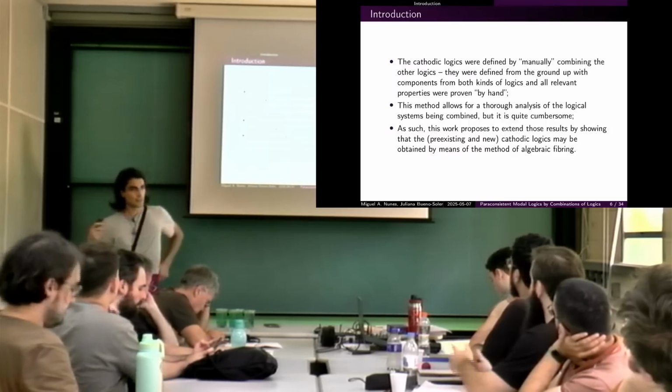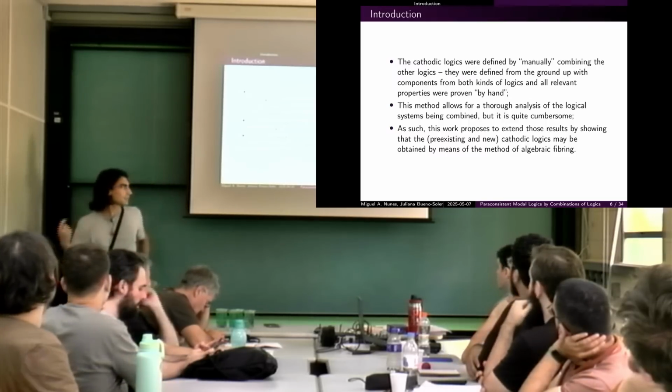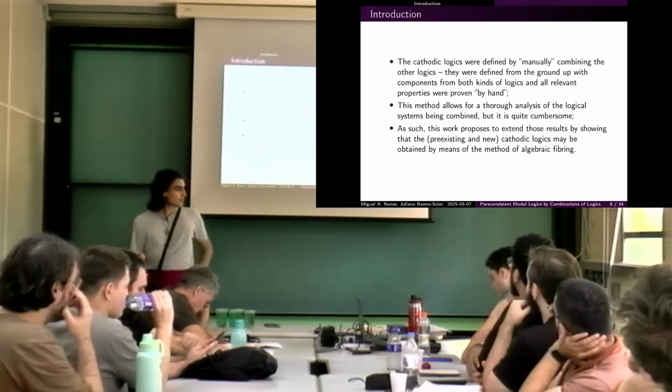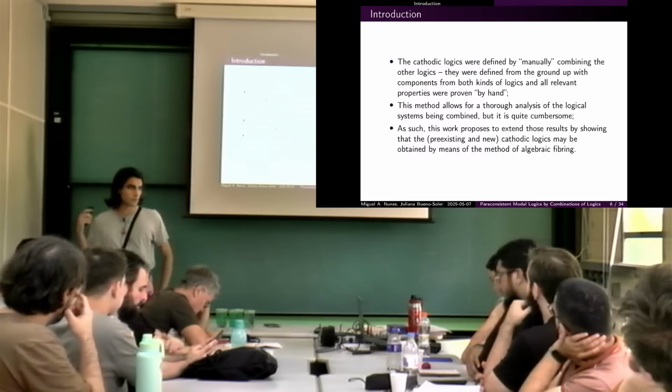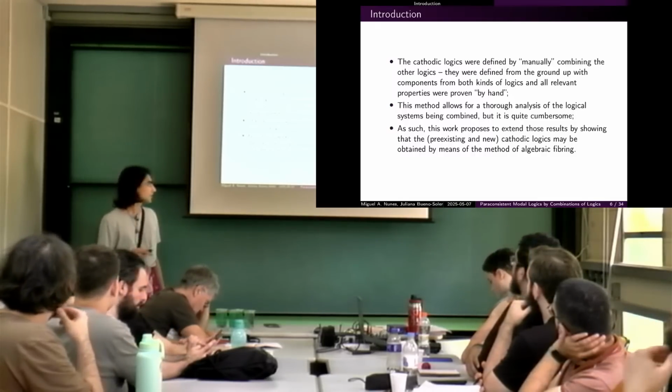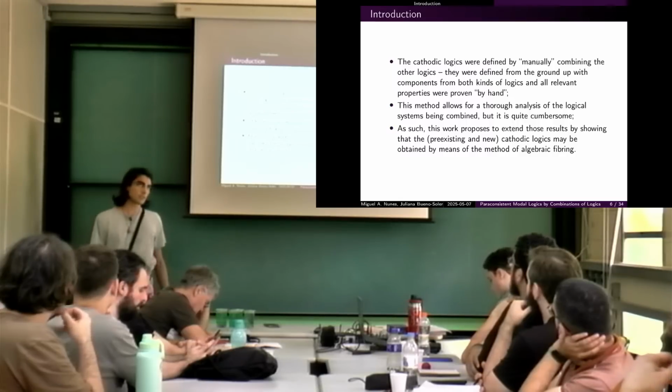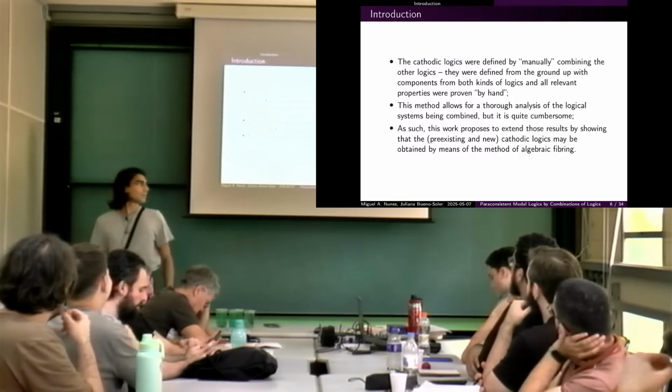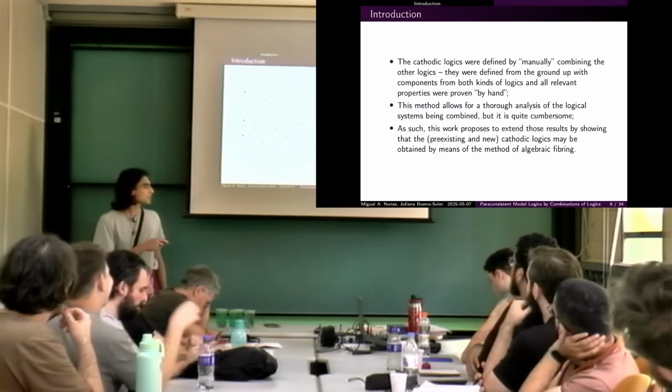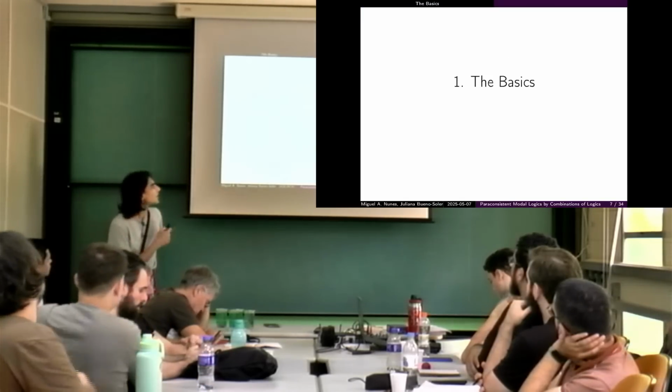As such, my work proposes to extend the results that she obtained by showing that it is possible to obtain both new and pre-existing cathodic logics by combining the anodic logics with paraconsistent logics by means of the method of algebraic fibring. So, the basics.